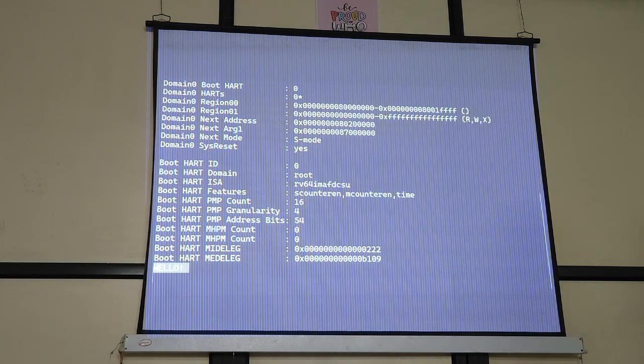No, these are the outputs from OpenSBI after running the OpenSBI. Just a moment.